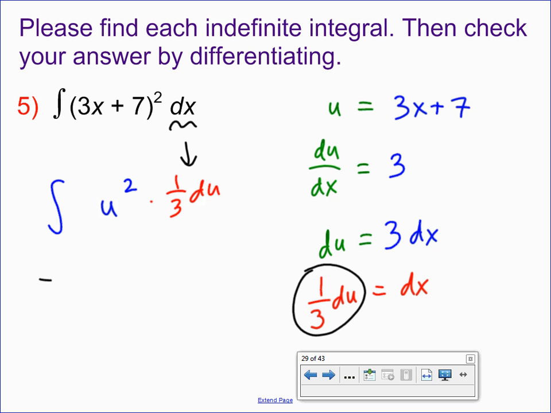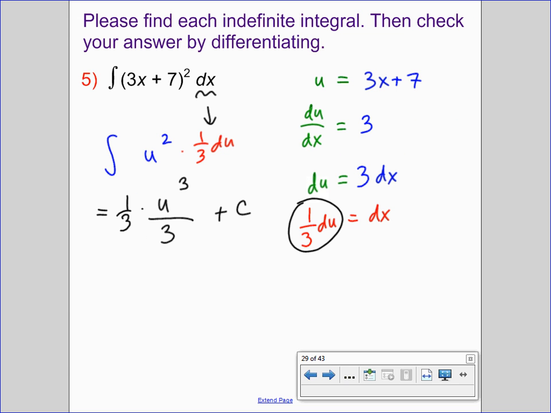So I avoid tripping over it, I'll pull this constant 1/3 in front. I'll now perform an anti-differentiation using the power rule. So I take u to the second, I add 1 to the exponent, that becomes u to the third, and then divide by the new exponent. So that's divided by 3, and then plus c, which means my final answer looks like it's going to be, what, 1/9. 1/9 u cubed, but it's not u, it's really 3x plus 7 cubed, and then plus c.